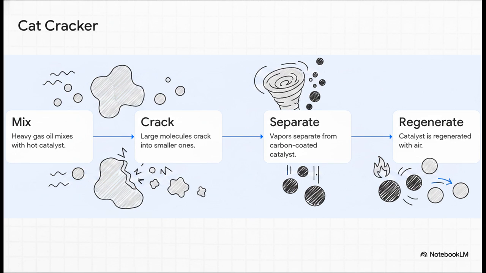Third, a cyclone separator steps in to isolate the valuable hydrocarbon vapors from the catalyst, which by now is heavily coated in waste carbon. And fourth, that exhausted catalyst drops into a regeneration chamber, where blowing air literally burns the carbon right off it, leaving it hot and perfectly ready to be recycled back to step 1.